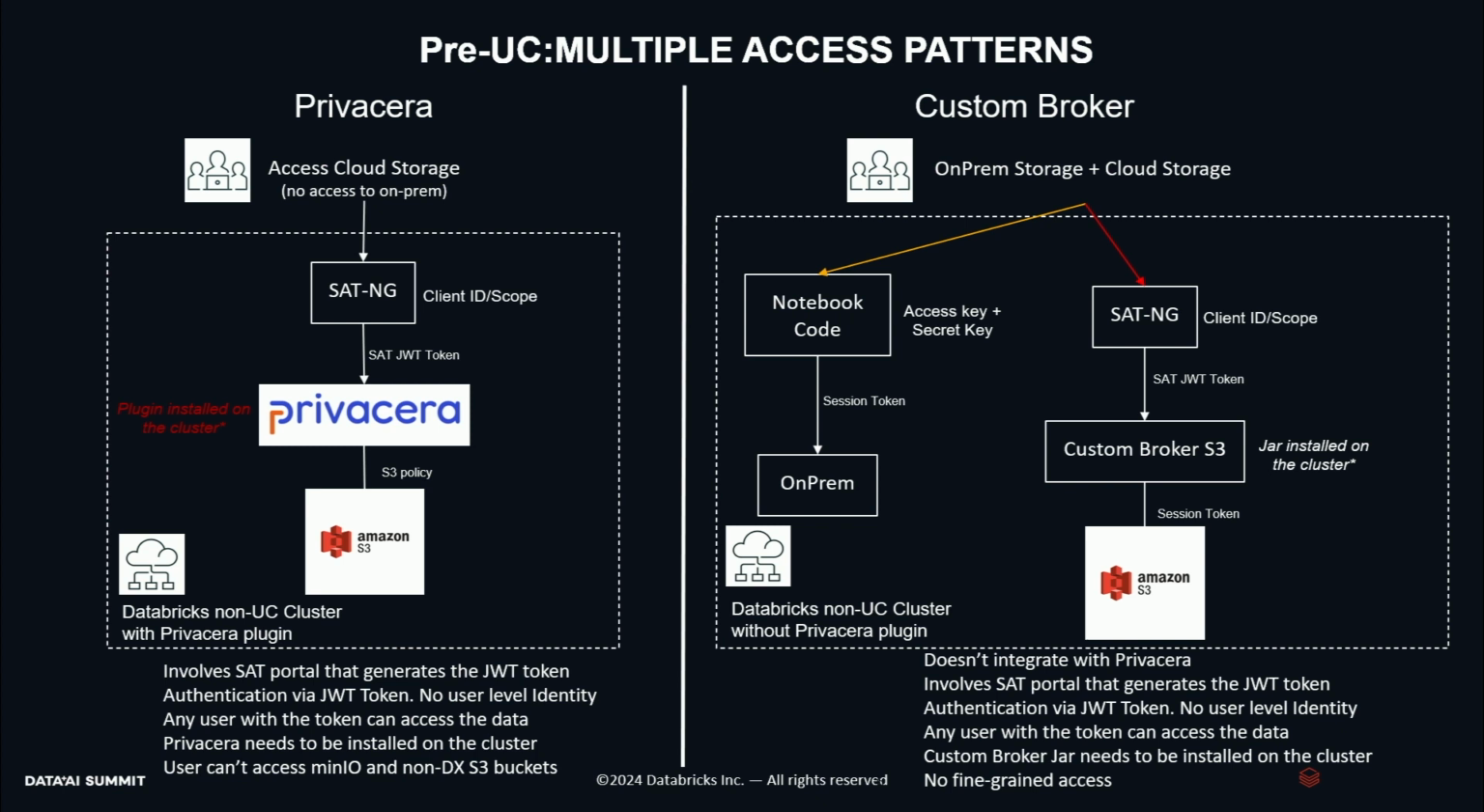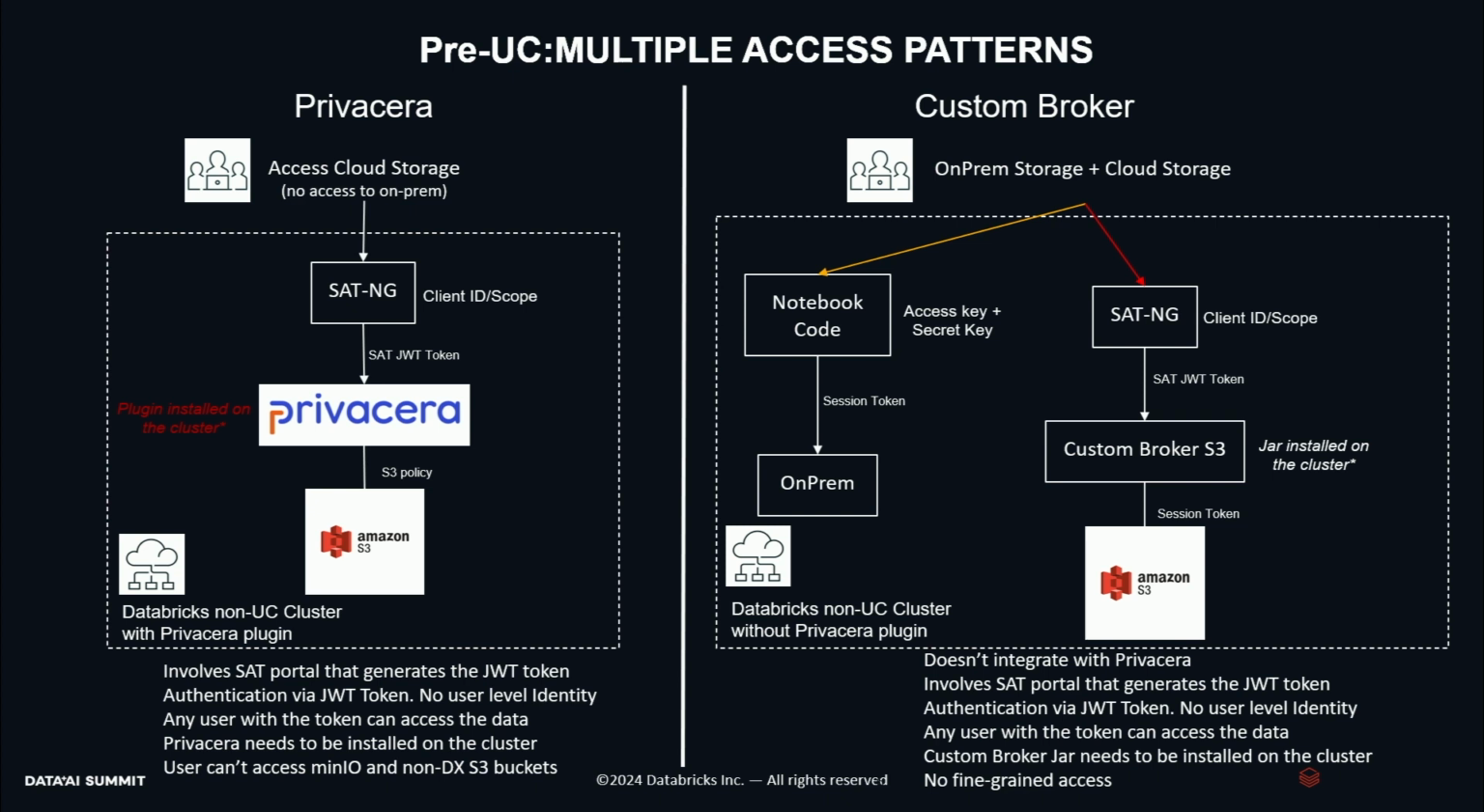Now here you might see that Custom Broker is also providing cloud access, but the thing is Custom Broker has its own limitations, and because of which Privacera is always the recommended tool for cloud access. So that's a different story altogether. But if you see here for AWS S3 access, just on the right hand side, authentication is tied at cluster level using SAT, client ID and scope concept.